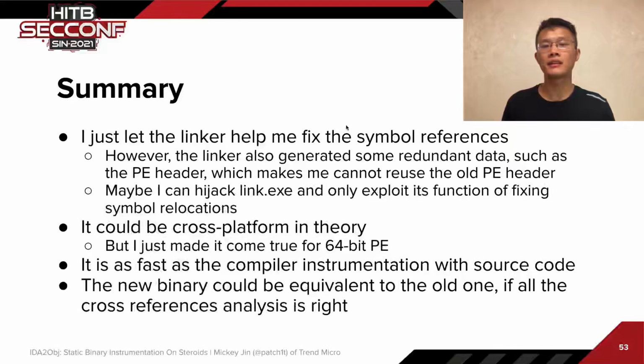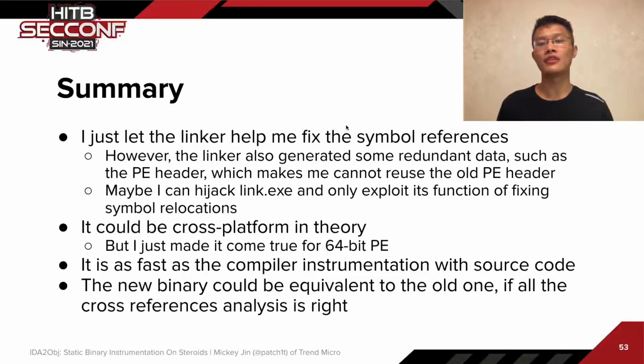Second, it could be cross-platform in theory, but I just made it come true for 64-bit platform PE. It is as fast as the compile instruction with the source code. Finally, the new binary could be equivalent to the old one, only if all the cross-references analysis is right. So, the real challenge is coming. The precondition of the solutions is that the analysis result from IDA is correct.